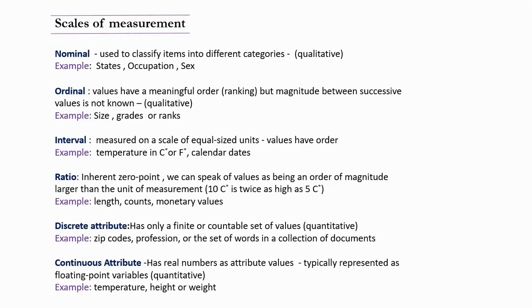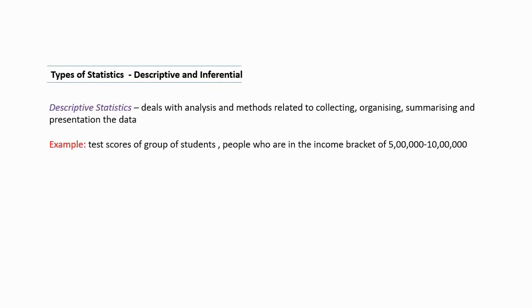Now let's move to different types of statistics, and they are descriptive and inferential. Descriptive statistics takes data from a sample you are interested in, and we are not trying to infer anything regarding the population. For example, test scores of a group of students, or if we want to analyze people in an income bracket of 5 lakh, 10 lakh, we use descriptive statistics. The common tools that we use for descriptive statistics are measures of central tendency like mean, median or mode, and measures of dispersion like range, standard deviation, and we use skewness for that.